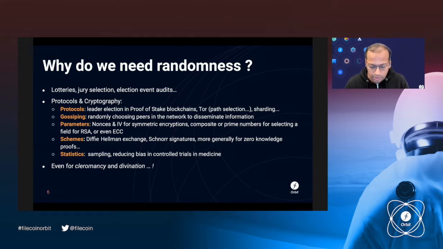For example, in cryptography, a lot of protocols do leader election in proof of stake blockchains such as Filecoin, or even for the Tor protocol. They need to select a particular player, entity, or path in a fair and open manner. Even in statistics, when you have a large data set and want to select a sample from it, you need to do that in an unbiased manner as well. And especially, nobody should be able to predict what you are going to select next. Otherwise, the entire basis for the computation falls apart.